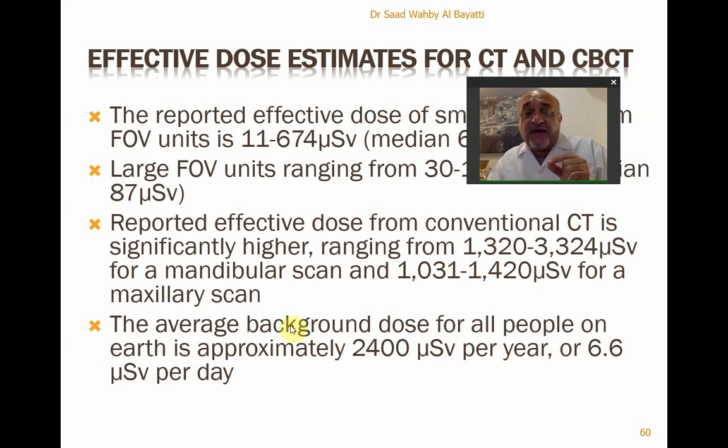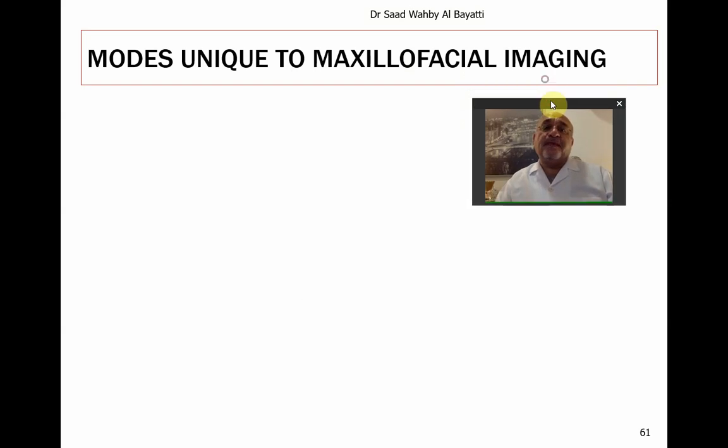Knowing that, as we said in the radiation protection videos, the average depends on what we do, where we live. The average annual dose is 2,400 microsieverts, that is 2.6 microsievert, and our daily dose is around 7 to 8 microsievert per day. So this is a comparison of doses between different views.